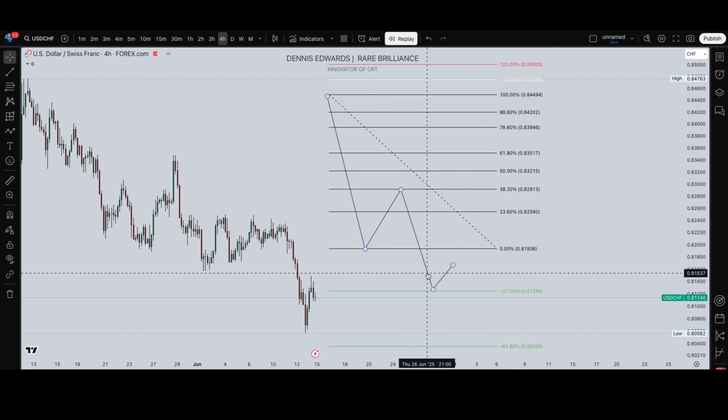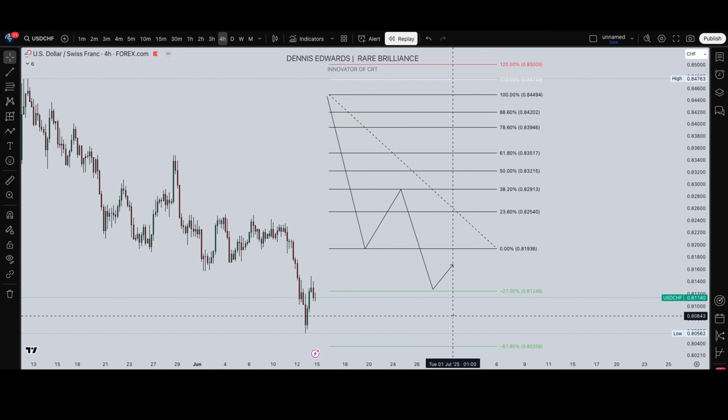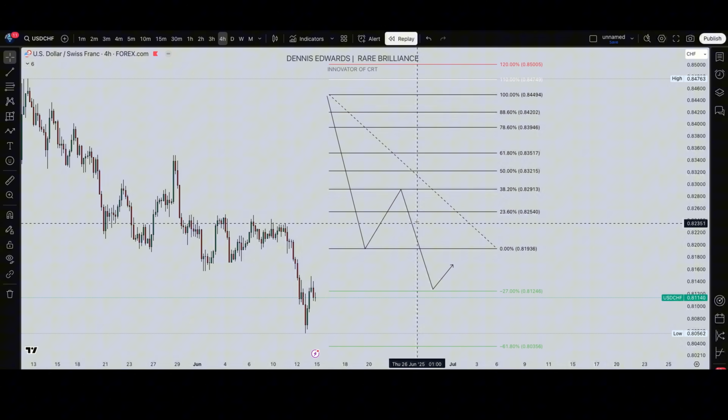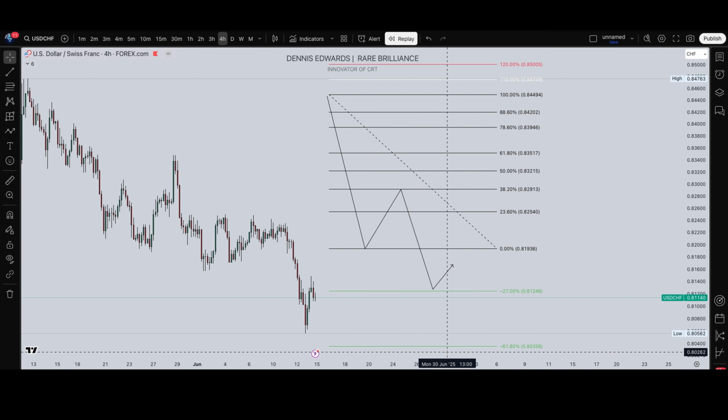Now, you don't always have to expect price to come to these levels, but if you do, there's generally always some type of confluence within your candle range theory and the negative 27% and the negative 61% as far as target points. Okay.